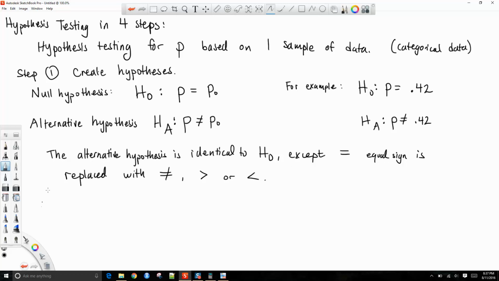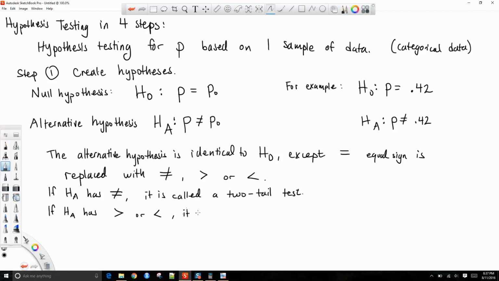Okay? If the alternative hypothesis has a not equal sign, this is called a two-tailed test. And if the alternative has a less than sign or greater than sign, it is called a one-tailed test. Okay, and note that the null hypothesis will always have an equal sign.